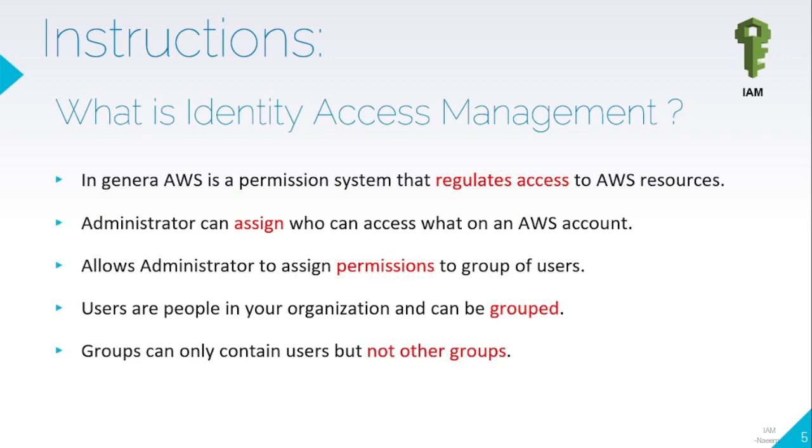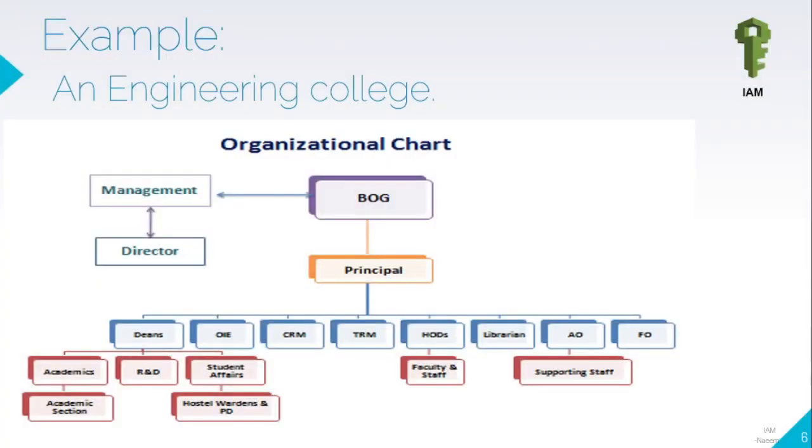Users are people in your organization and can be grouped. The first thing is there is something called users. These users are people in your organization and these users can be grouped. Groups can only contain users but not other groups. We will see this here with a small example.